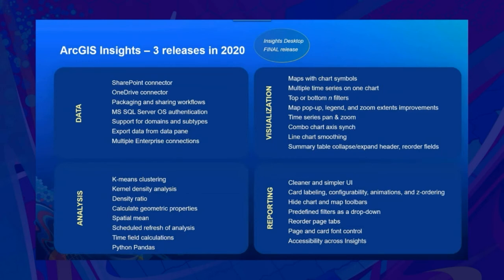We had new data connectors like SharePoint and OneDrive, SQL Server OS authentication, new visualization types like charts, bar, and pie charts in the map, support for things like top end and bottom end filters to see the highest and lowest values, new analysis methods, k-means, spatial mean, things like that, and reporting. Just really working towards providing a clean and being able to make meaningful reports.